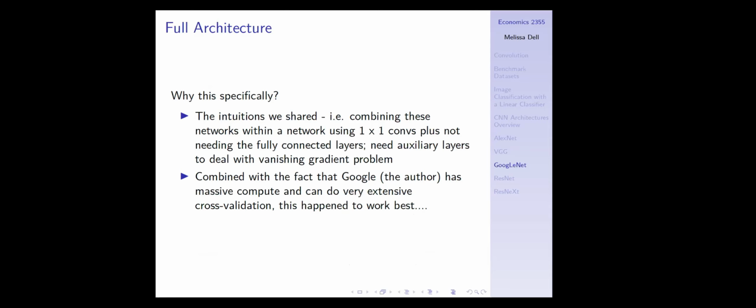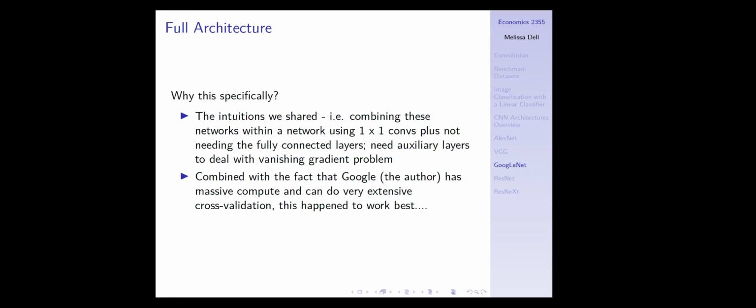And so you might ask, well, why did they have this specific architecture? A lot of it comes back to the very real intuitions that we talked about: the idea that you combine these networks within a network and you can stack them. The idea of 1 by 1 convolutions was super important, getting rid of the fully connected layers, and having those auxiliary layers to deal with vanishing gradient.